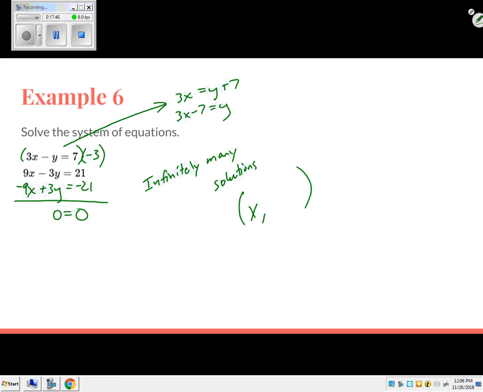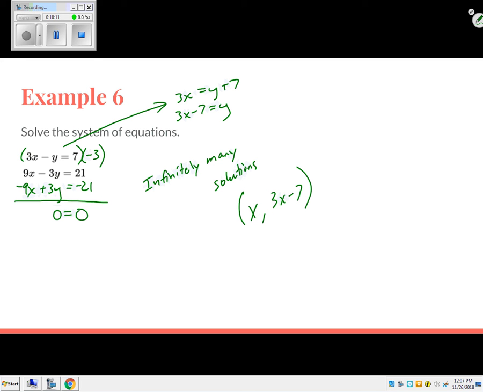A couple ways you get there. And this is what y would be. y in terms of x would be 3x minus 7. So while it can be any solution that you think of, whatever I want to plug in for x, suppose I want to plug in 10 for x right here. 10 and then the point 3 times 10 minus 7, 23, would also be on this line. So the point (10, 23) works.